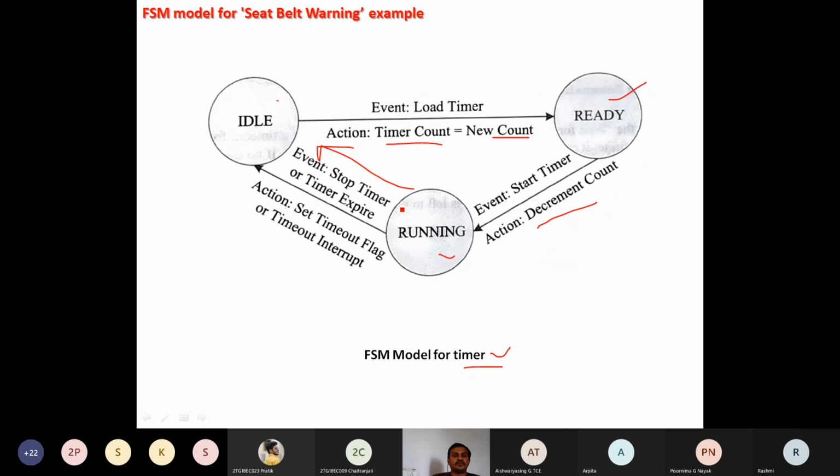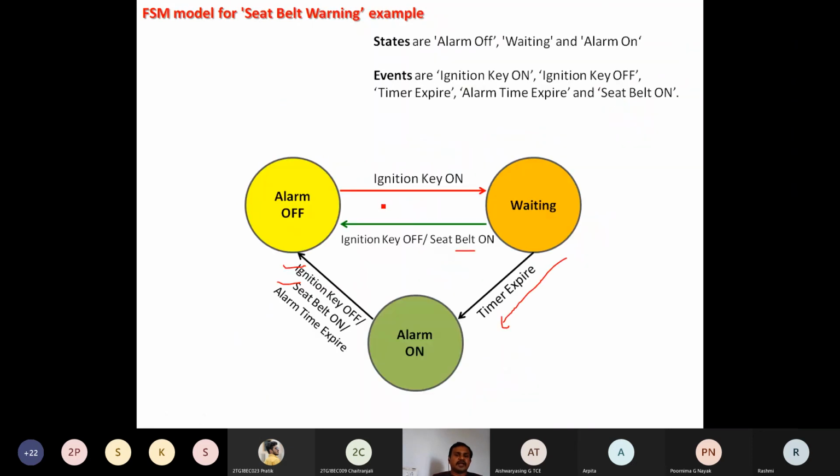So each transition is going to do what? Generating the events. So what is the event? The timer expired event, which will be used by what? The timer expired event is used here by the seat belt alarm off event. Alarm off situation. Okay, waiting to alarm for the first 10 seconds. Then alarm on to alarm off in 5 seconds, or seat belt on, or the ignition key is off.